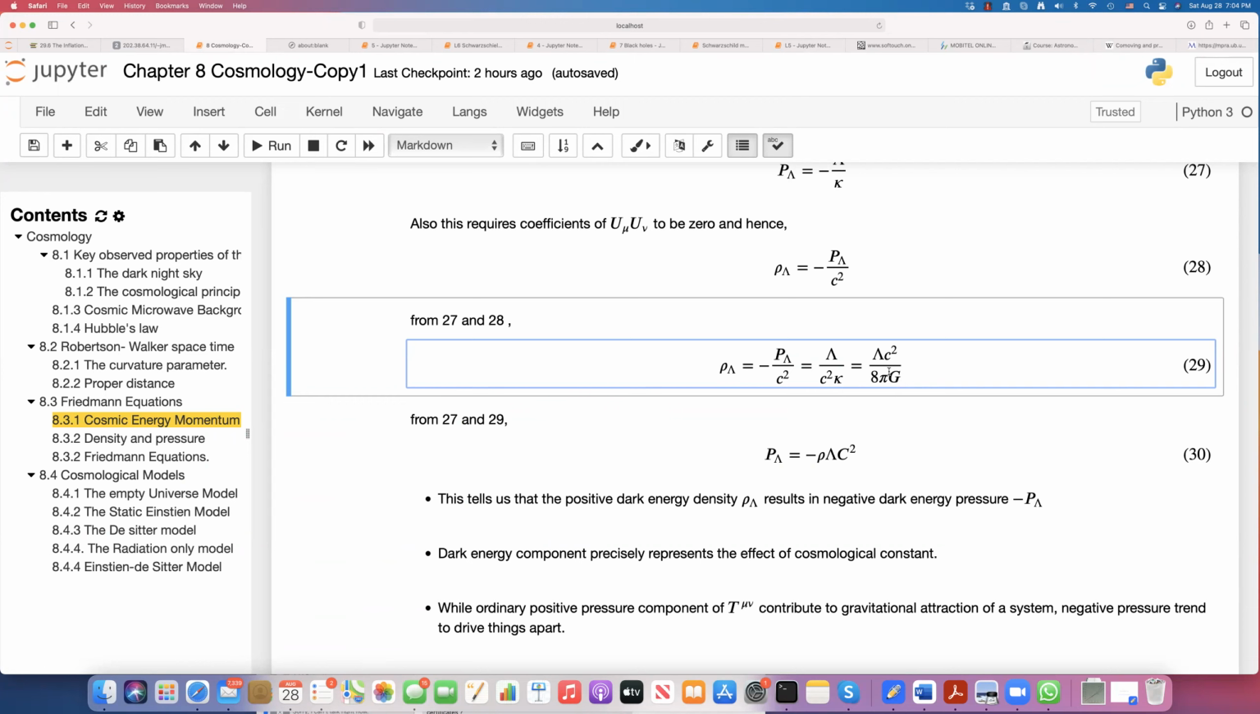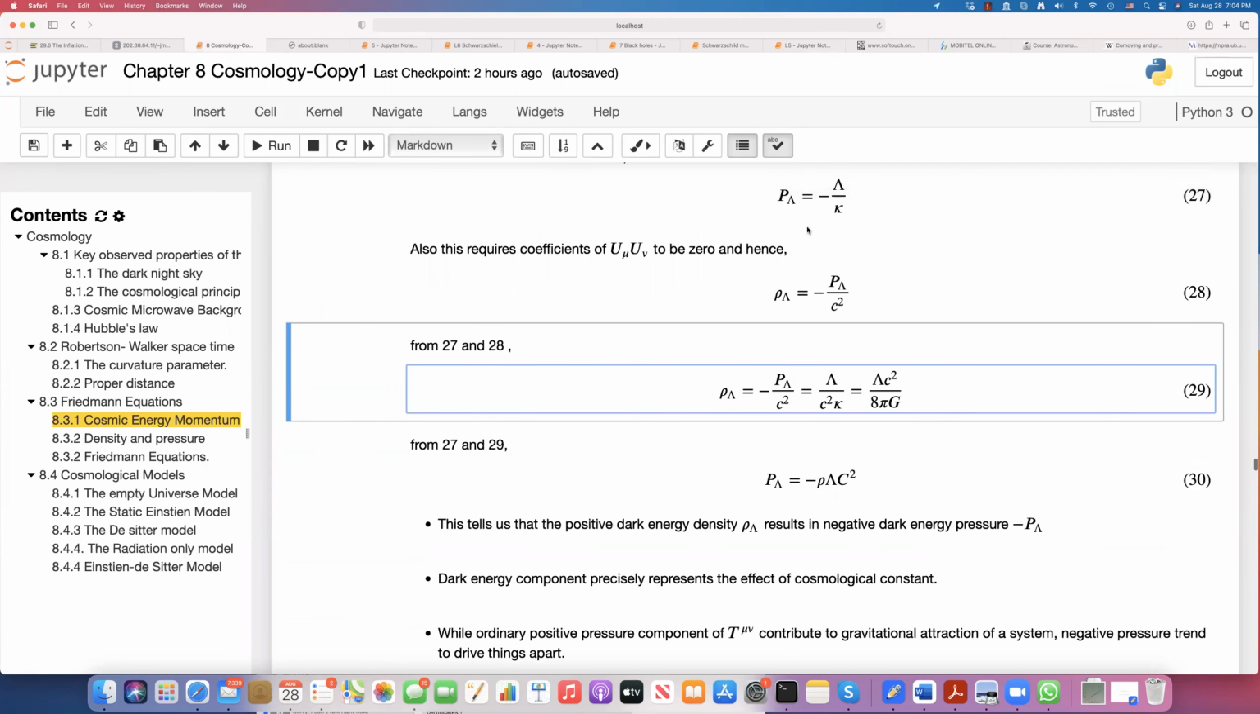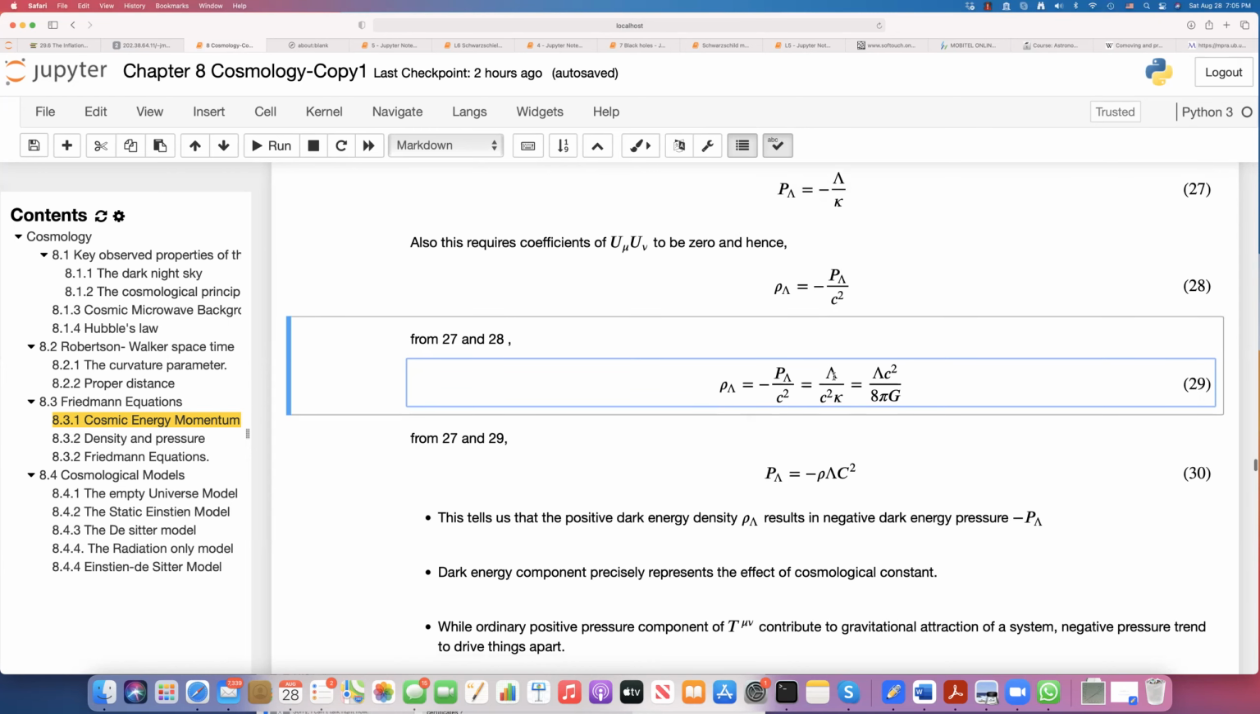Now from these two equations, 27 and 29, you have P lambda equal to minus lambda over kappa, and lambda should be equal to rho lambda C squared kappa. I think you can combine all these things to get this equation. So it is not that much hard.